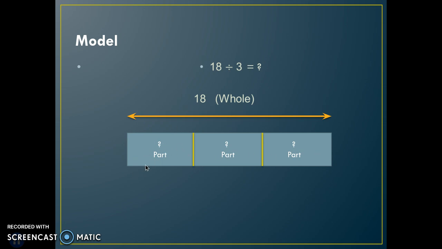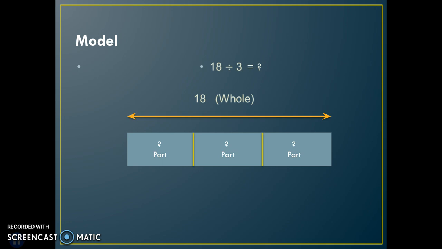So if we have 18, let's just use candy, for example. If we have 18 pieces of candy, and we're going to share those with 3 people, how many pieces of candy is each person going to get? So again, here's one of those things where we could use counters to help us, or anything that has 18 in there. You could get out 18 pieces of candy. You can use 18 cheese crackers. Anything that you have 18 of, you could place those items out on your table, and you can start breaking those into groups of 3.